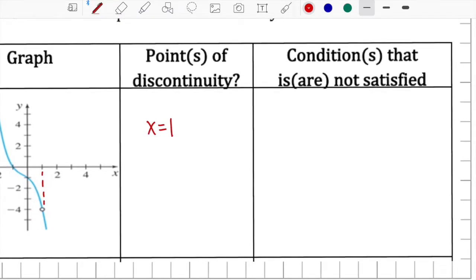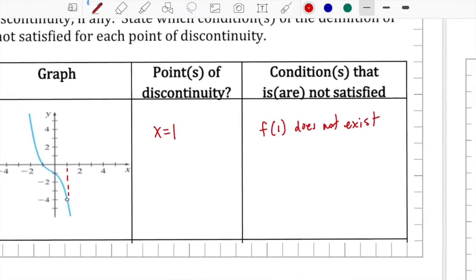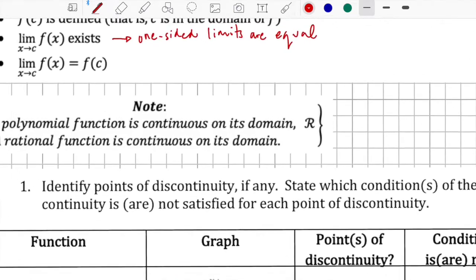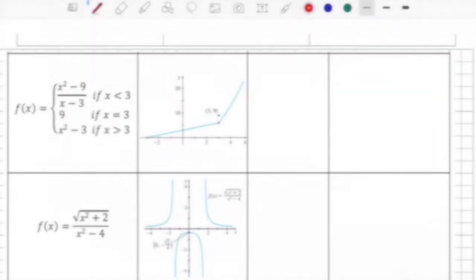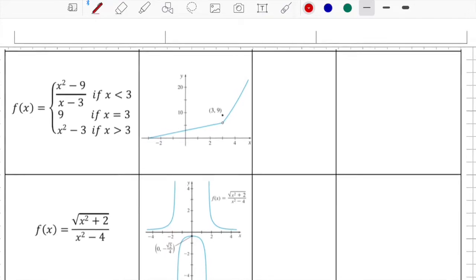So the point of discontinuity for this function is at x equals 1. Now, what condition is not satisfied? Well, the condition is that f of 1 does not exist. If I go back to the definition, it would be this one: f of c is not defined. That condition is not met. Okay, we're going to look at another graph.